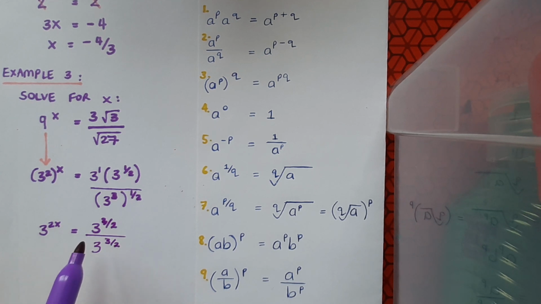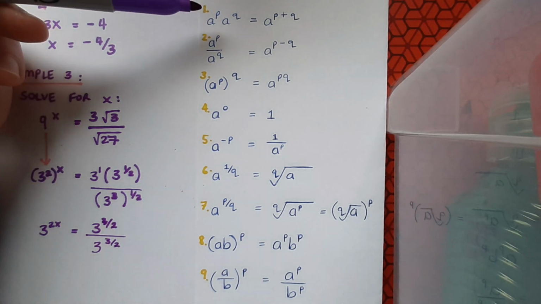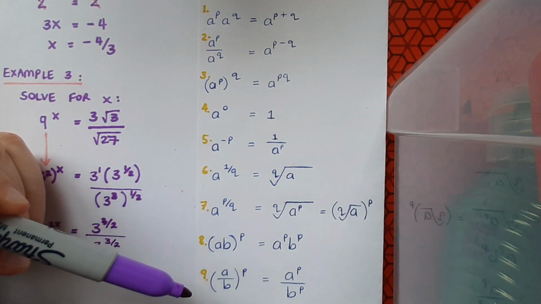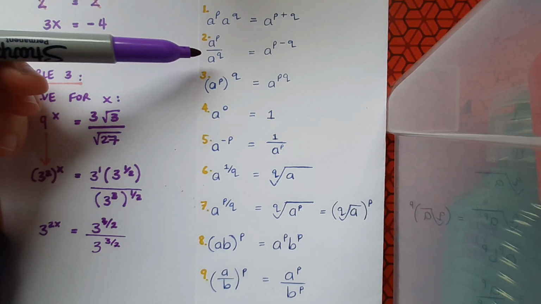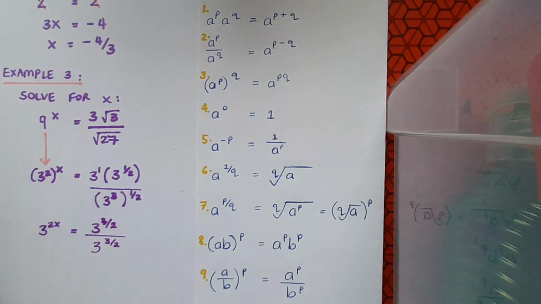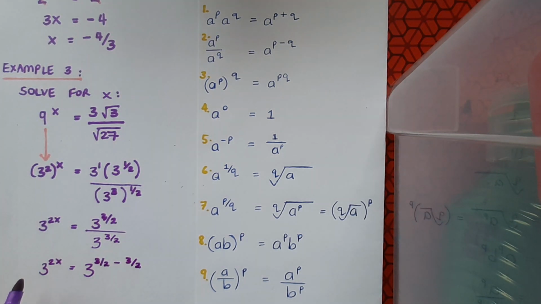Okay, now I have got terms that are dividing. So I look to my rules from the log tables, and I see that division means that I subtract my powers. So I'm going to have 3 to the 2x on the left-hand side still, and then on the right-hand side, I'm going to have 3 to the power of 3 over 2 from the top, minus the 3 over 2 from the bottom. And of course, that's going to give me 0.